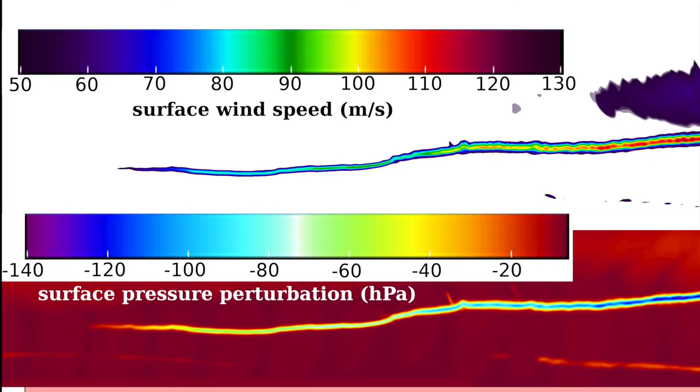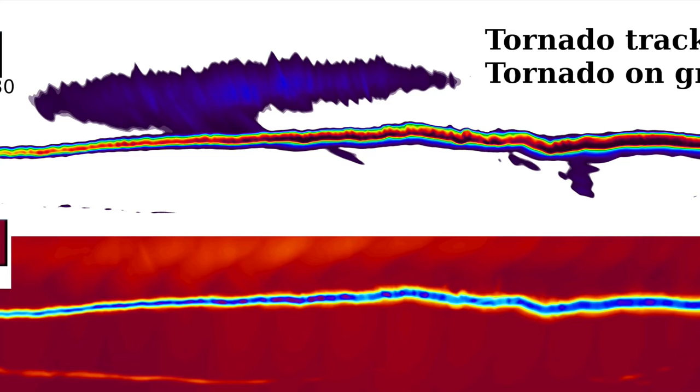Okay, so here's the actual tornado track. We're looking at surface wind speed. This is ground relative, and this is pressure deficit. So where you start to see these dark reds, this is meters per second. So you can see the tornado starts out sort of thin and weak, like you might expect. The pressure deficits are around 40 hectopascals or so. And then it just starts to widen and strengthen.